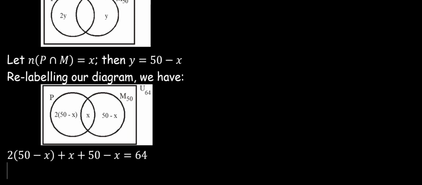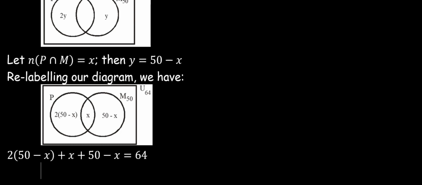And summing it up the way we did before, we now have 2 into bracket open 50 minus s bracket close, plus x, plus 50 minus s will be equal to 64. What we have just done is we've added all the items in the Venn diagram, the items in the subset for P and their intersection, then the subset of M, then equating it to the universal set. Please take note of how it is done.